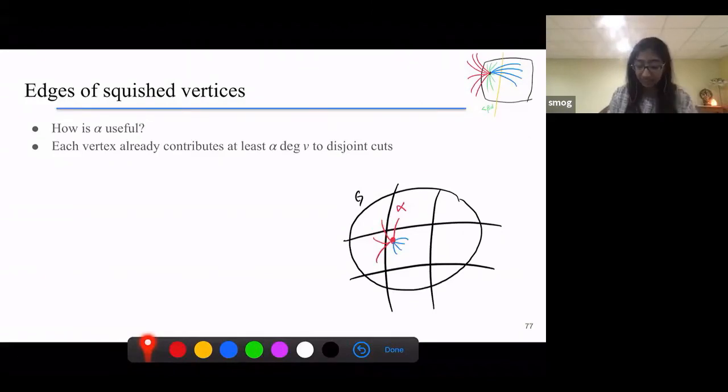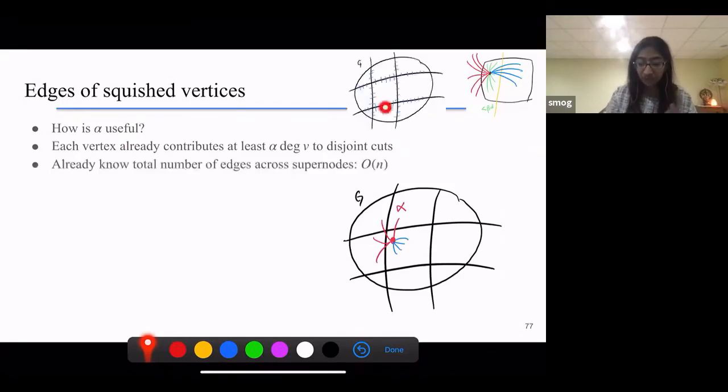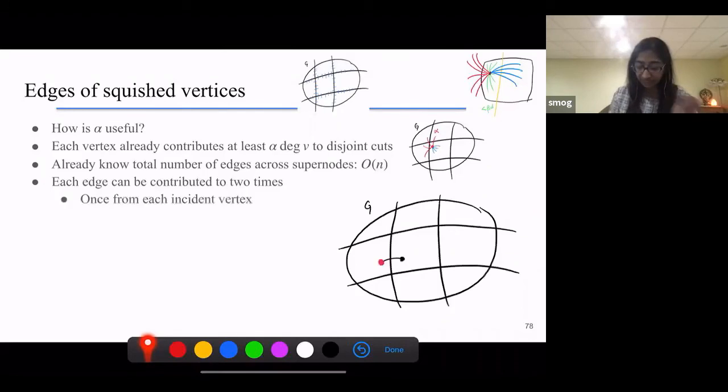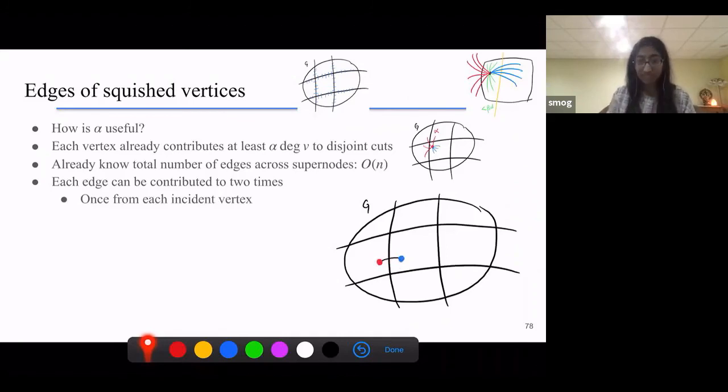And we know that there are only O of n edges across these disjoint cuts, right? Because we just counted that. We know that there are only O of n edges across the supernodes. So if we count the total number of contributions of each squish vertex, we know it cannot be too large. And every edge that goes across the disjoint cuts can be contributed to by a squish vertex at most twice, right? If this left vertex is a squish vertex, then we would count it once. And if this right vertex is a squish vertex, we would also contribute to that edge once. So in total, you can only contribute to this edge twice, and that's it.